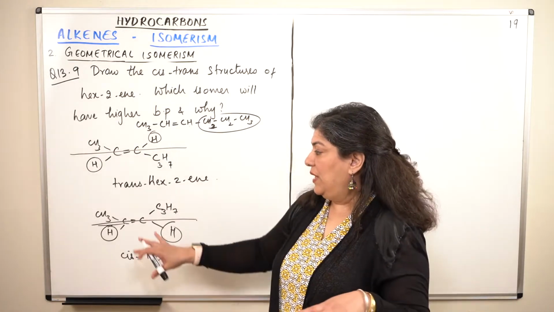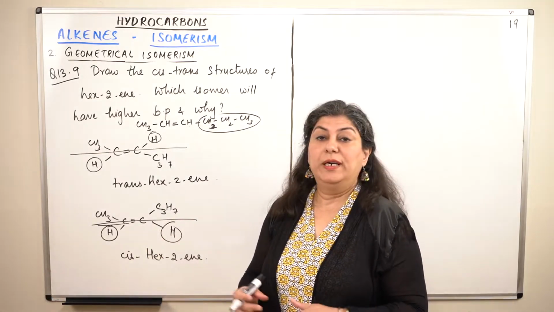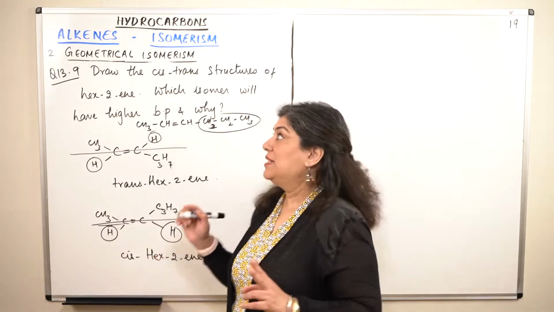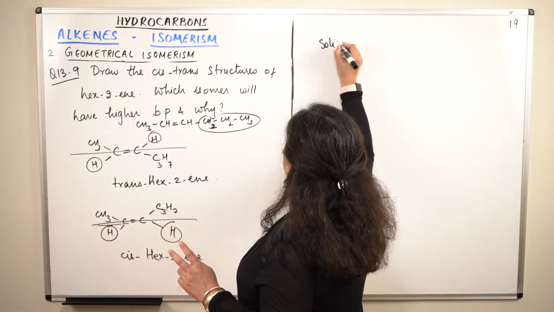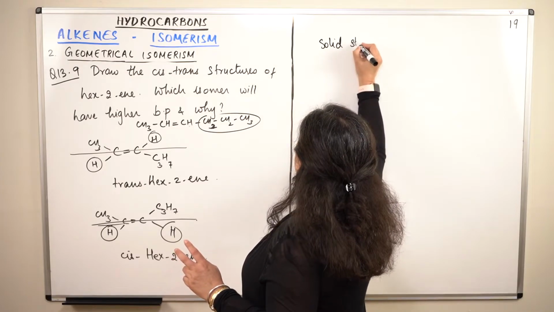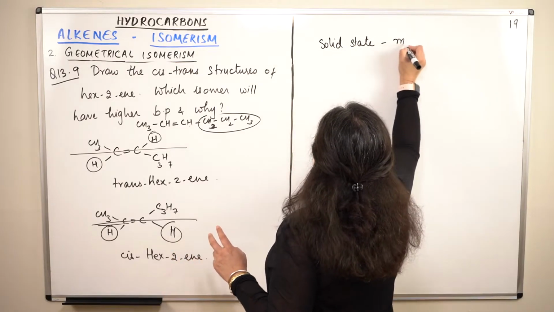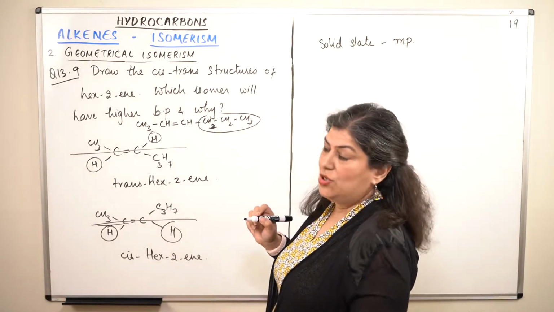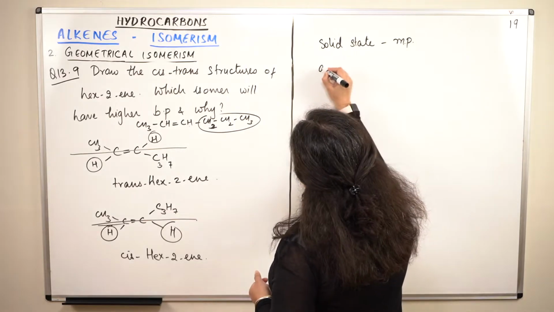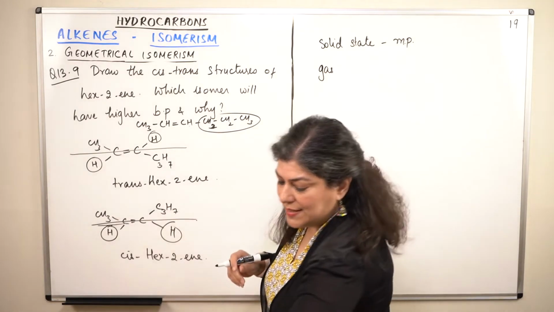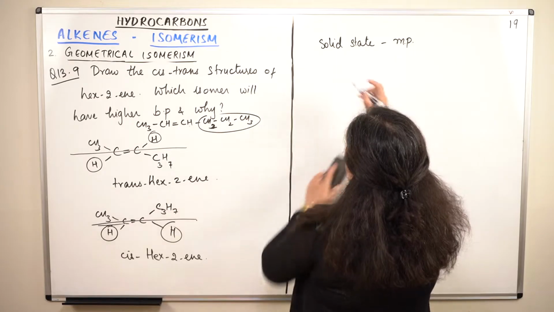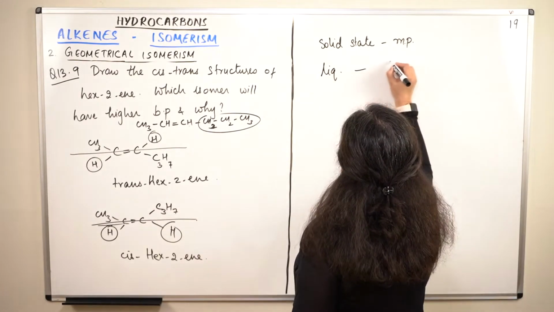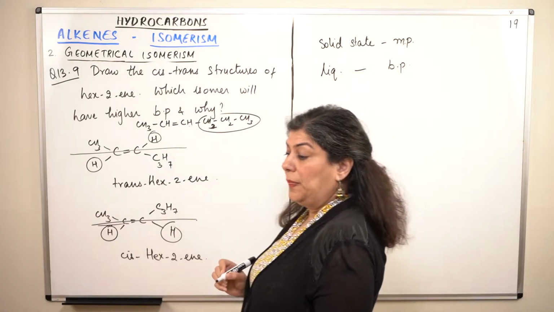Here, before we come to which one will have a higher boiling point or why, there are two things that can happen. If cis-trans isomerism is present in the solid state, we had studied this in the theory, the melting point is important, like the solid melts into a liquid. And in the liquid state, if cis-trans isomerism is there for a liquid, then the boiling point is important.